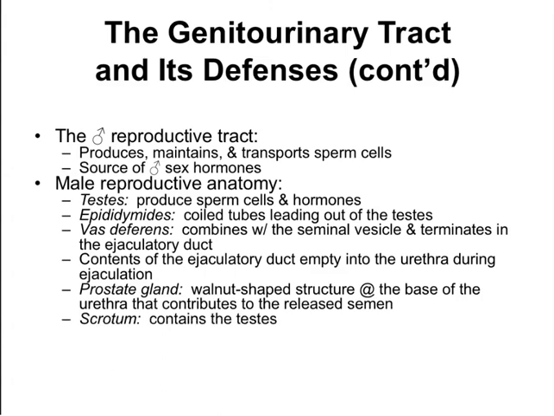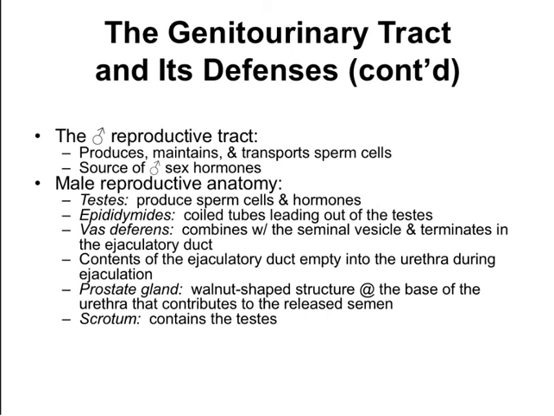The prostate gland is a gland that's about the size of a golf ball, or a little bit smaller, and it produces secretions that contribute to semen that provide an environment in which the sperm cells are able to use their flagella and survive.